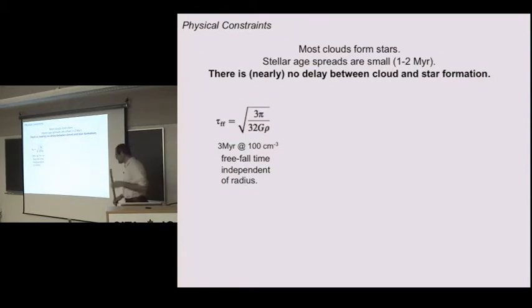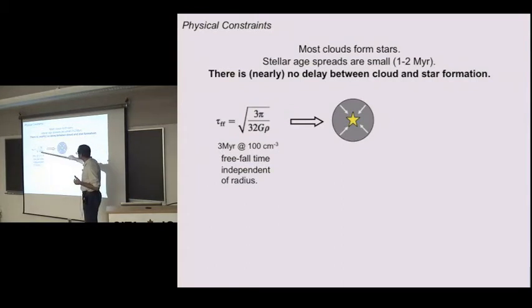This rapid onset of star formation, of course, imposes a few physical constraints. Here's our freefall time of a uniform density sphere, which is, of course, not what the molecular cloud is. But for the sake of the naive, simplistic argument, let's say that works. Then, since this is independent of the radius, you would expect any material that sits at the edge to arrive at the same time at the center as anything that started out, for example, here.